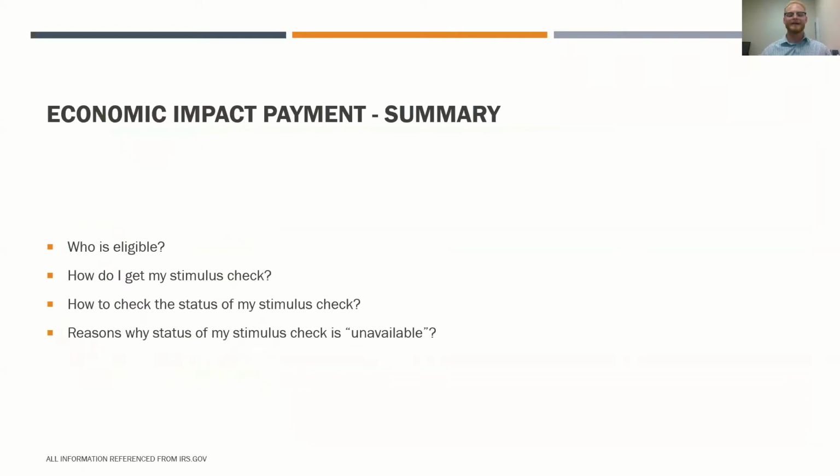So for the economic impact payments, I want to start with the 4 questions that we need to answer for you guys. 1, who is eligible, who is not eligible? 2, how do you get your stimulus check? 3, how do you check the status of it to see where it's at? And 4, if I do check the status and it says it's unavailable, what does that mean? These are all the questions that people have been calling in, asking us, reaching out to us, and I just want to make it clear for everyone what we do in these situations.